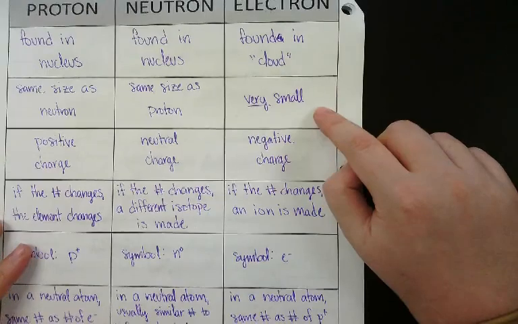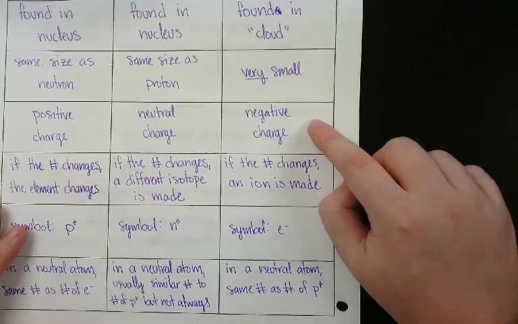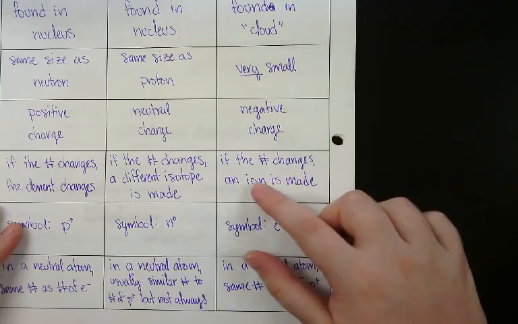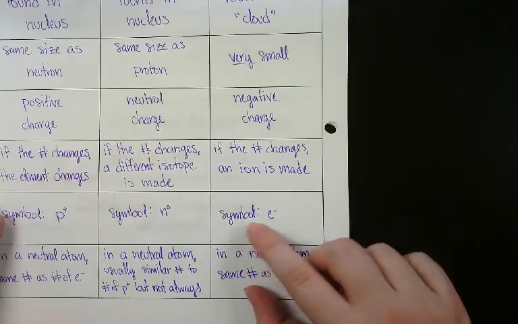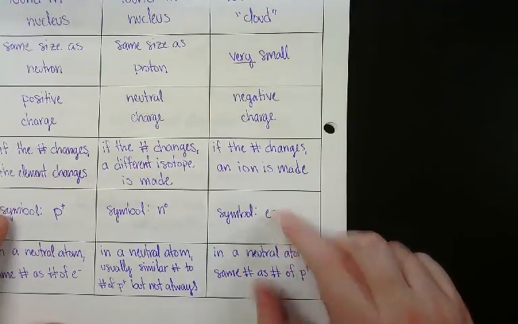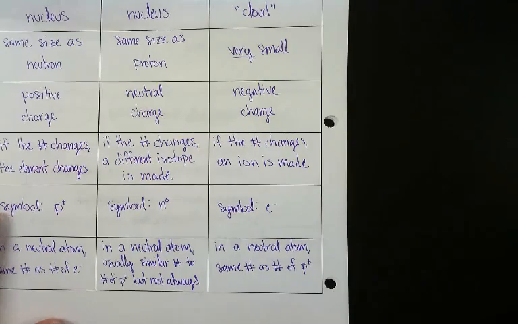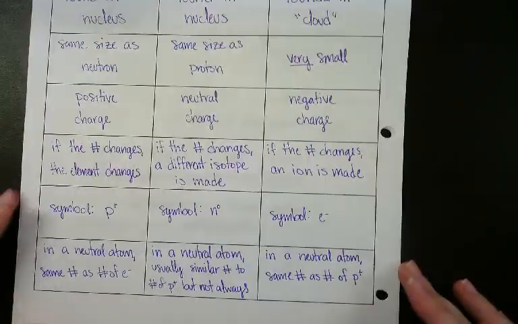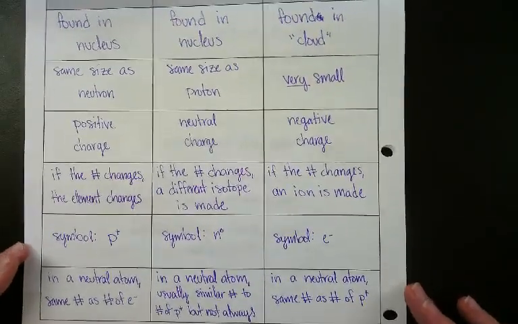Last, for electrons, these are found in the cloud. They're very small. They have a negative charge. If we're changing the number of electrons, we're creating an ion. The symbol for the electron is a lowercase e with that negative. And then in a neutral atom, we're going to have the same number as the protons.